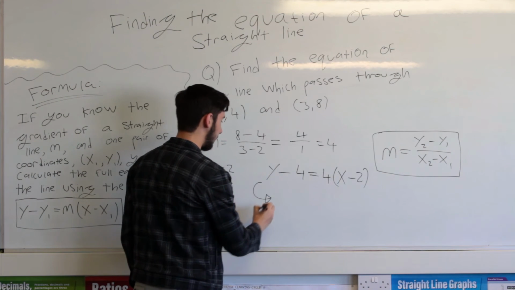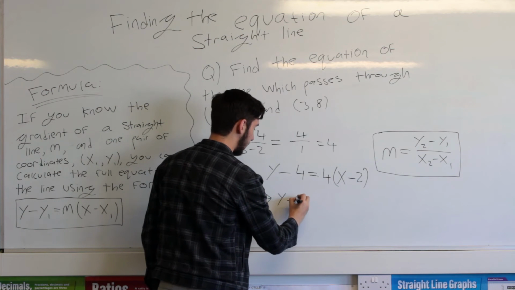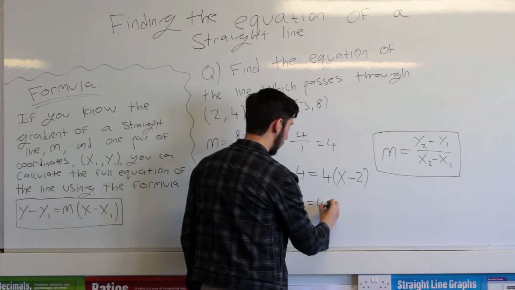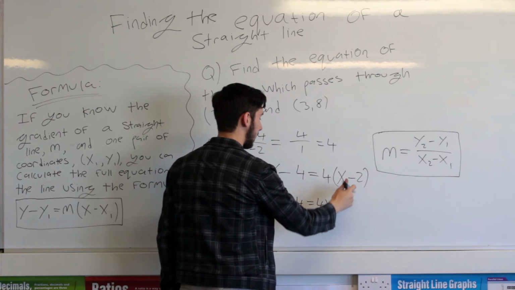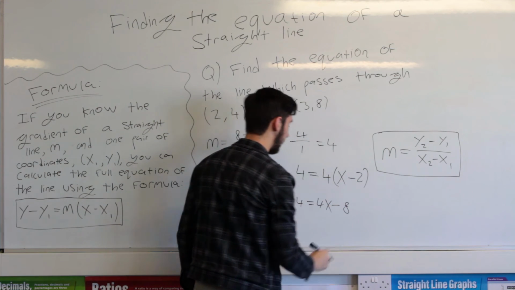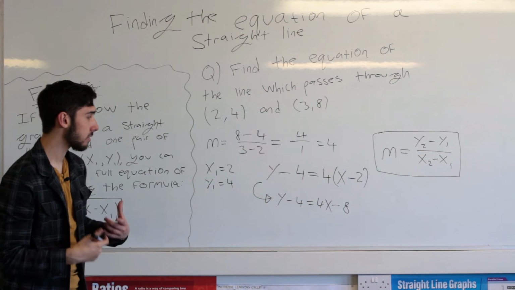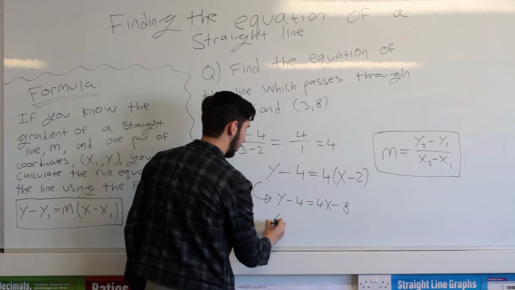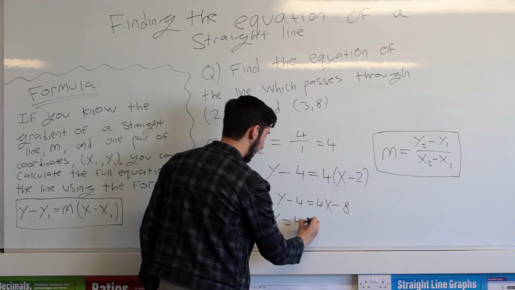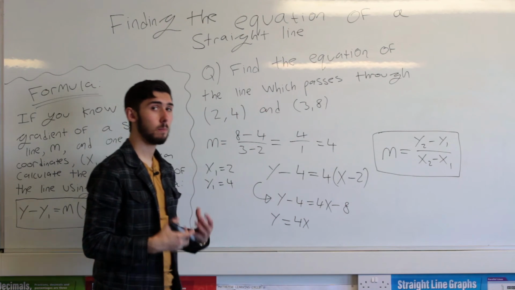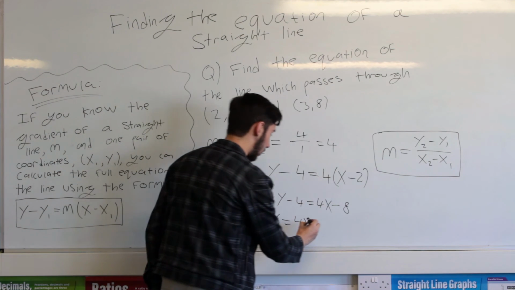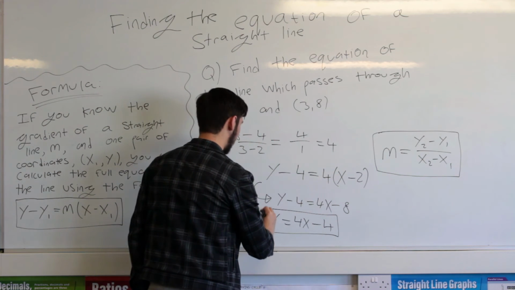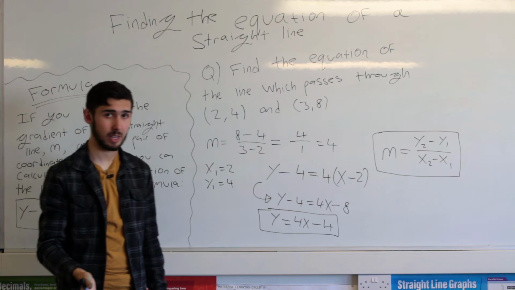So coming down here, y minus 4, I'm going to expand the brackets out, is equal to 4 times x, which is 4x. And then 4 times negative 2 is negative 8. And then I'm going to add 4 to both sides because I want to make y the subject. So I get y equals 4x minus 8 plus 4 is minus 4, like that. And this is in the form y equals mx plus c.